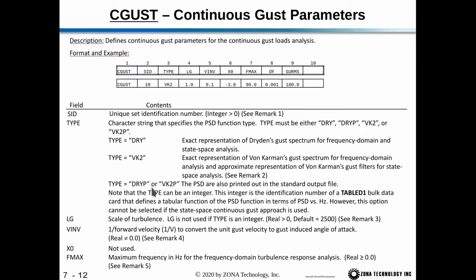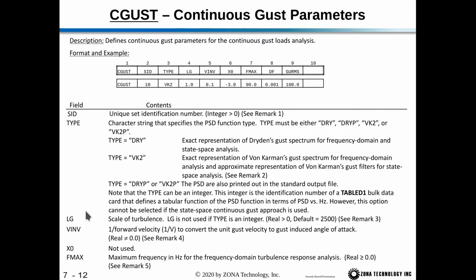And then if we append a P, DRYP or VK2P, then the PSD is also printed out on the output file. Additionally, type can be an integer. This integer is the identification number of a TABLED1 bulk data card that defines a tabular function of the PSD function in terms of PSD versus Hertz. However, this option cannot be selected if the state space continuous gust approach is used. It can only be used in the frequency domain gust approach.